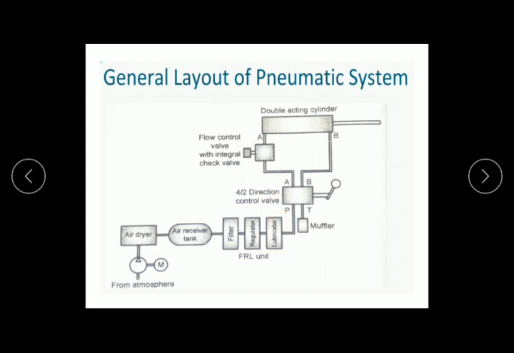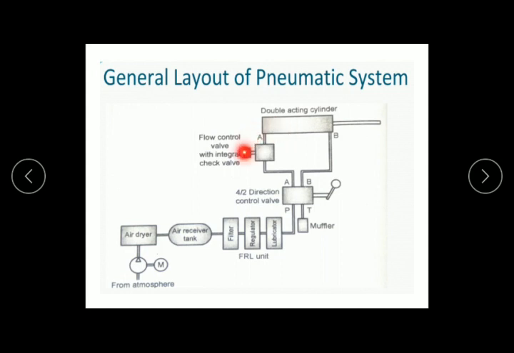So the regulator regulates the air pressure. Lubricator. The purpose of the lubricator is to lubricate the air for the smooth operation of the DCV and the single acting or double acting cylinder. After that, the air is passed through the direction control valve. The purpose of the direction control valve is to change the direction of the air. That is, for the extension and retraction, we can change the direction control valve.